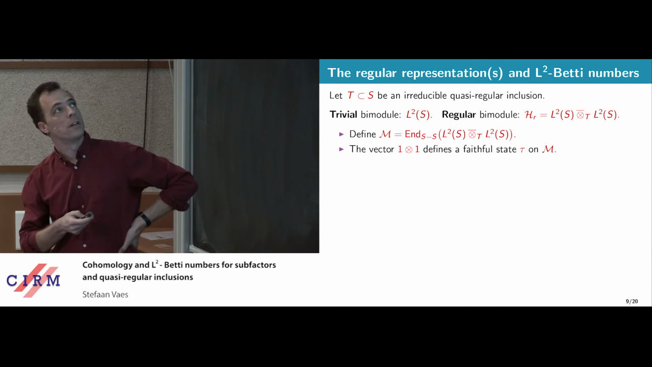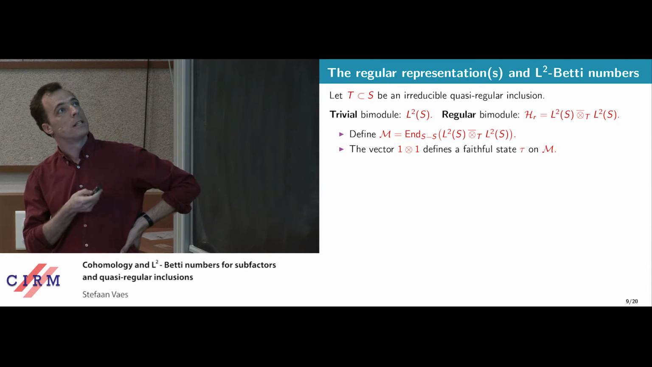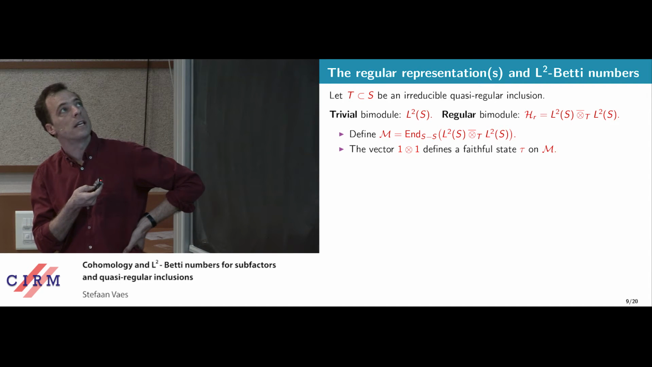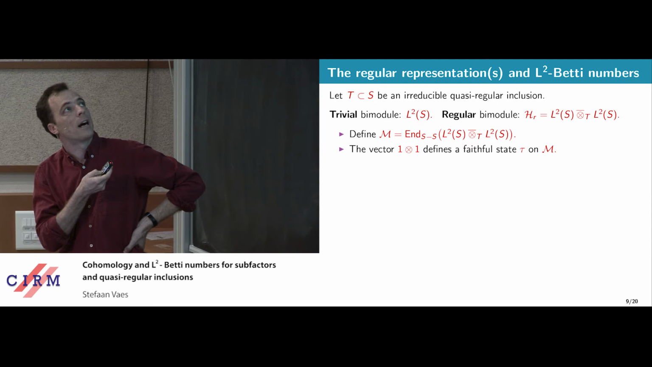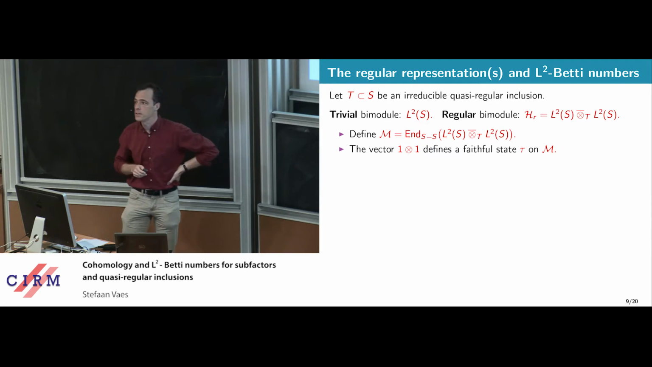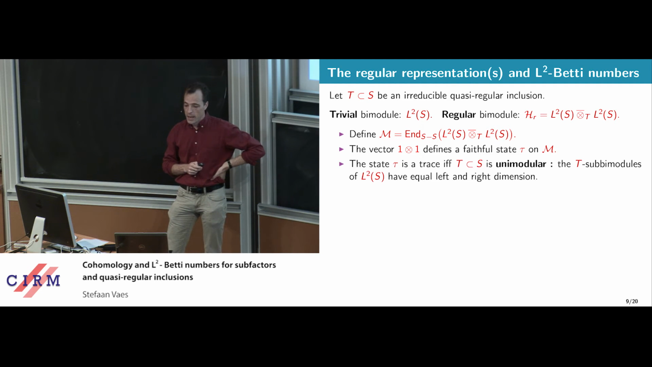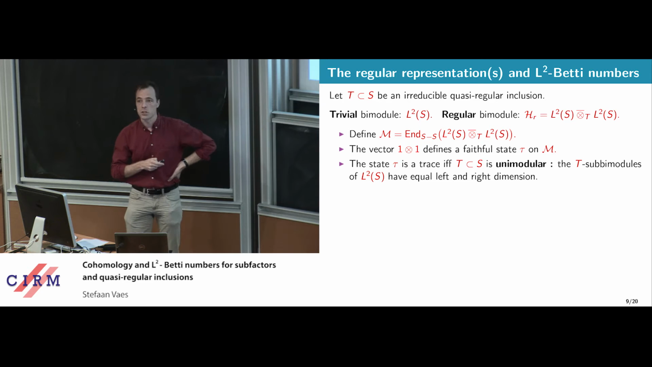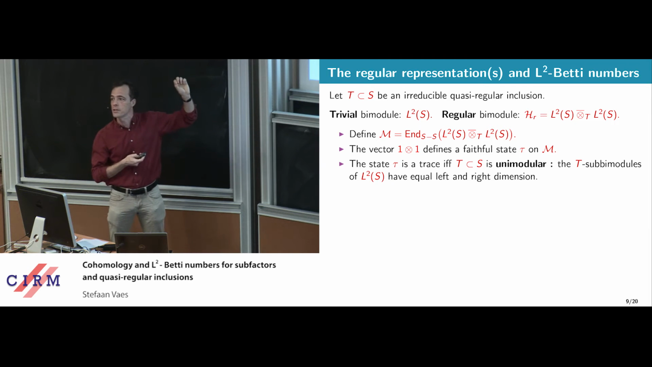Now, an obvious observation is, of course, that the vector 1 tensor 1, that's a canonical vector in this Hilbert space here, defines a necessarily faithful state on this von Neumann algebra. Faithful because, if I act with S on the left and on the right, I fill the whole Hilbert space with 1 tensor 1. And then the nice observation is that this functional on this abstract von Neumann algebra is a trace precisely in this unimodular case that I was saying.